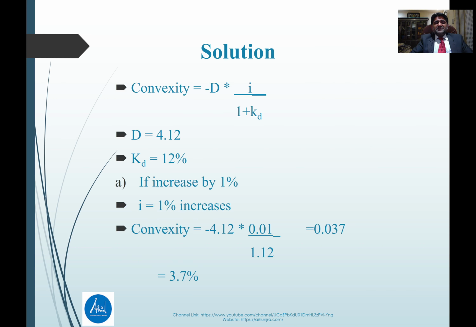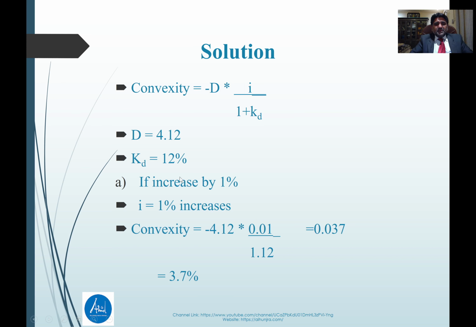The third part is convexity. What is convexity? That is the sensitivity of price due to an increase or decrease in interest rate. So here the formula is minus T, where T is duration, multiplied by delta I divided by 1 plus KD. Here it is not I, it is delta I, the change in I. I think I have made some mistake.